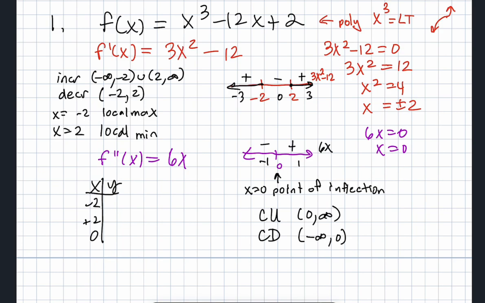Okay, so now we are plugging in points to the original to see where the heights are on the original. If you plug in -2, you get -8 plus 24 plus 2, which is 18. If we plug in +2, we get -2. And if we plug in 0, we get 2.